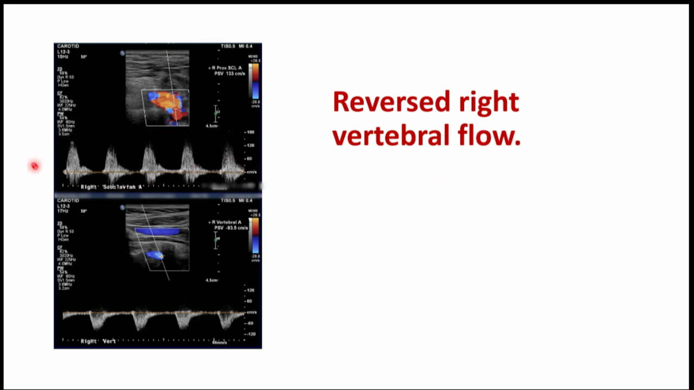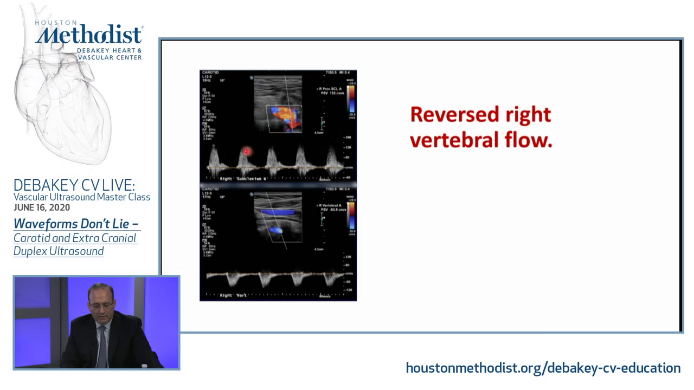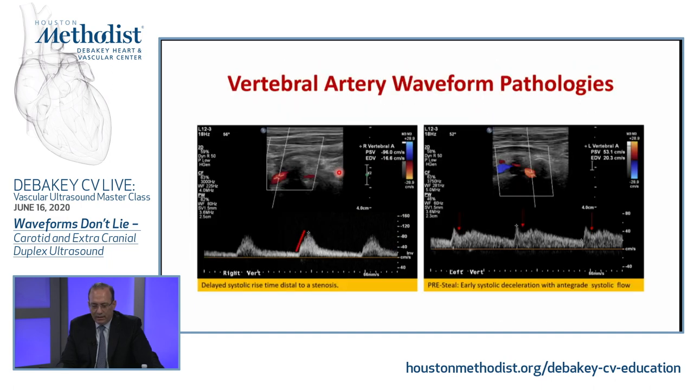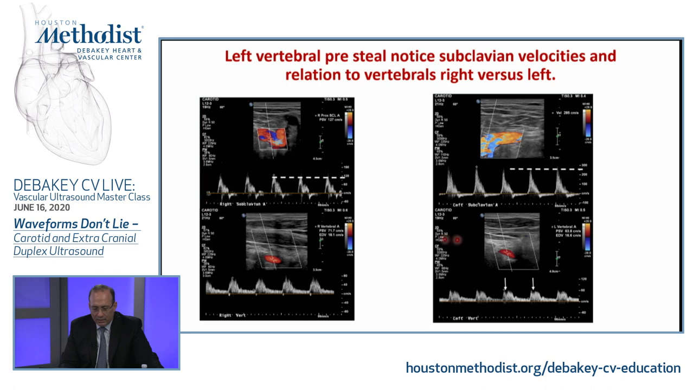And again, here's another example of a patient with complete reversal of the vertebral artery, as the stenosis within the subclavian artery is quite severe, okay? Again, vertebral artery pathologies, delayed systolic rise, suggestive again of a potential proximal right vertebral stenosis, potentially. But then on the left side, we know for sure that there is some evidence of very early pre-steal because of that dip in the vertebral, okay? And again, left vertebral steal, and we notice that, compare the right to the left side, okay?